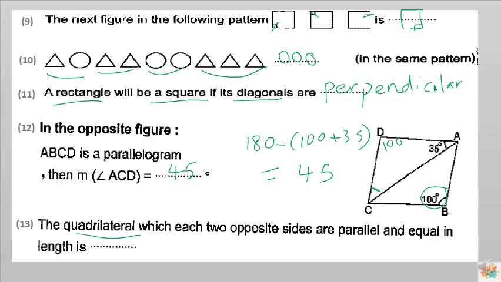The quadrilateral in which each two opposite sides are parallel and equal in length. Which quadrilateral has opposite sides parallel and equal in length? Choose any one of them. I can write, for example, parallelogram. Okay, any one of them will fit: square, parallelogram, rectangle, any one of them.